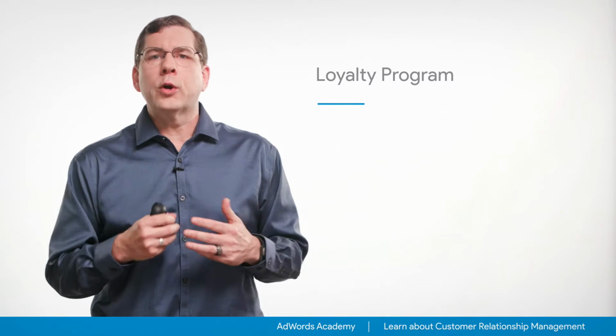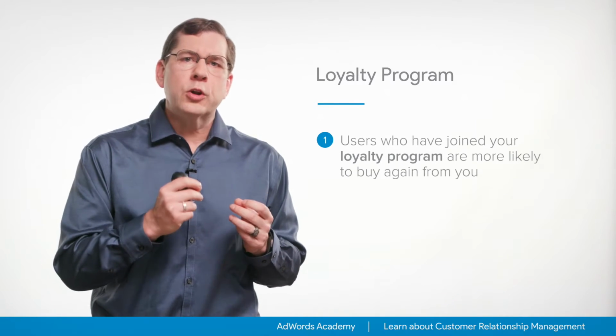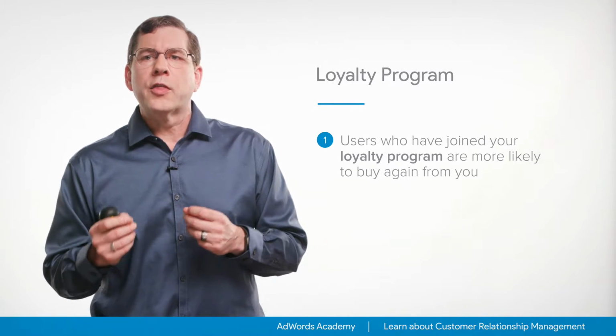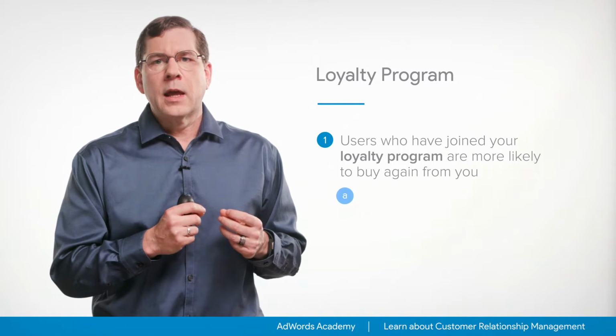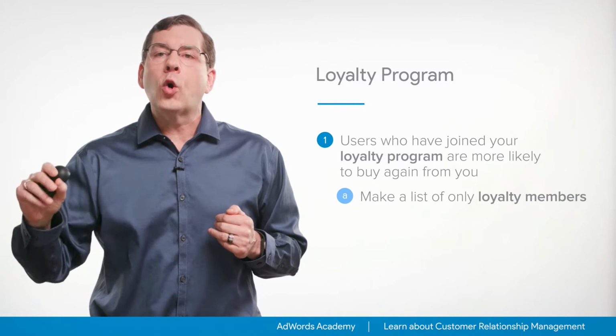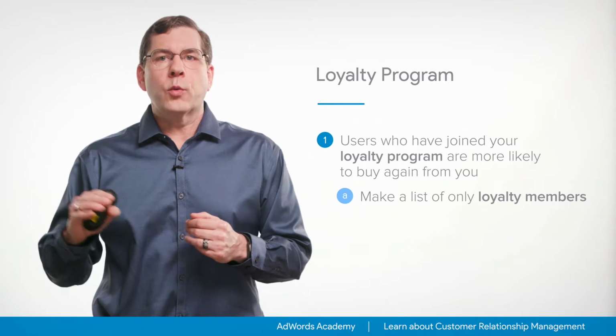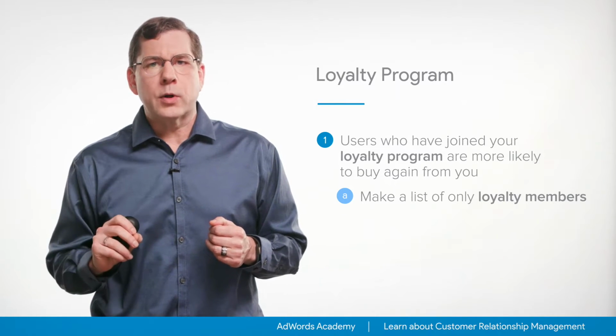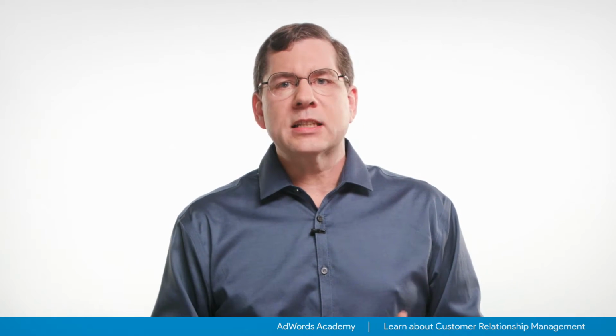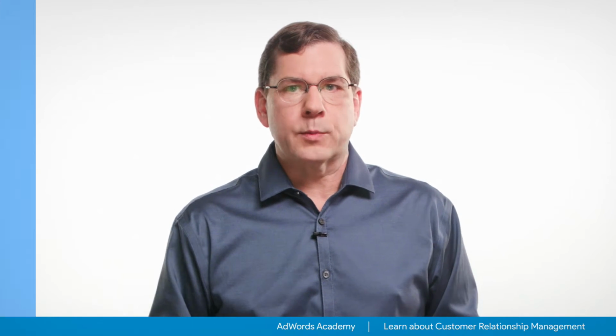Let's say you have a loyalty program. When you think about someone who's joined your loyalty program, they're more likely to buy again from you. Therefore, you can make a list of only loyalty members, so your ads show in high positions for just those members. You can even use the same concept to create a list of previous customers.